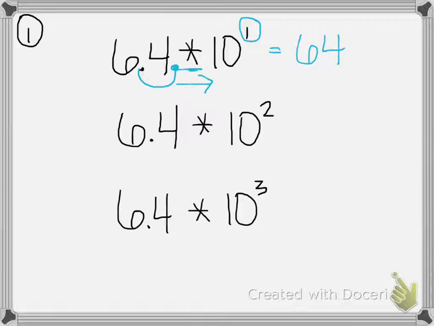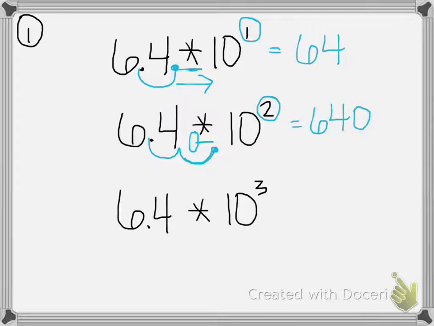The second one, again, we're multiplying, which means we move to the right 2 times. So 1, 2, our decimal point moves right here. Since we have this blank spot, we need to put a 0. So now our answer is 640.